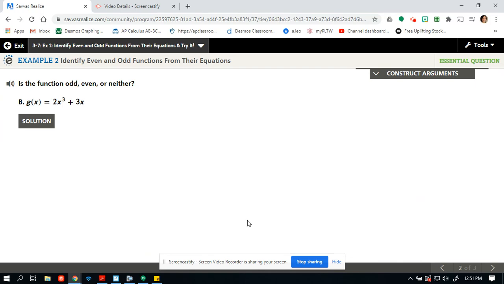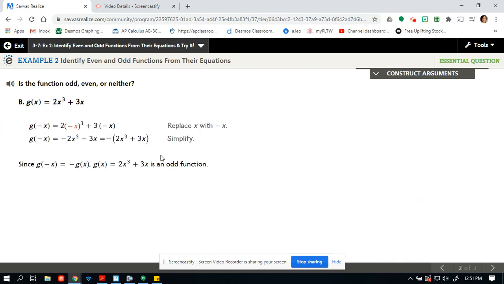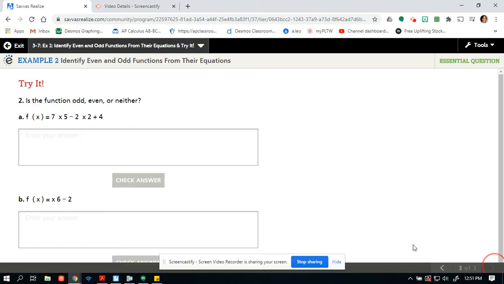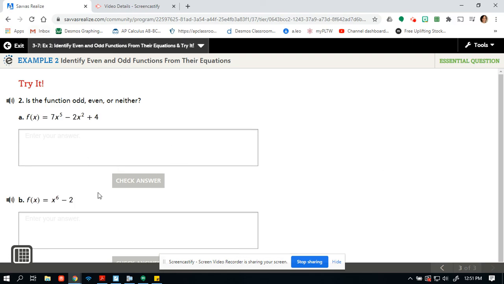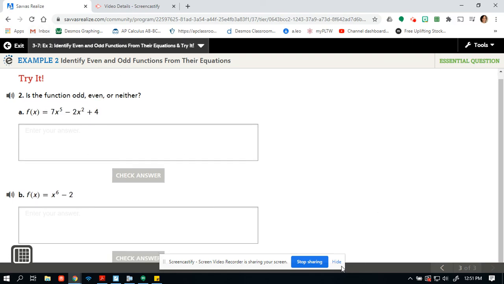And again, you could take multiple points and test them out. But again, it might be better just to replace with a negative x. All right, you have two try-its. Try them. Show if it's either odd or neither. And I will catch you in the next video.